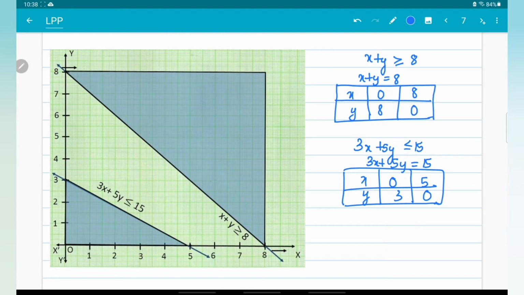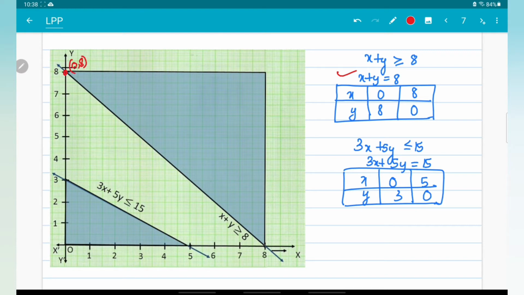Now let us plot the points. So now let us first see this one, x plus y is greater than equal to 8. The first point will be 0 comma 8 and then 8 comma 0. So search for 0 comma 8. 0 comma 8 will come over here.